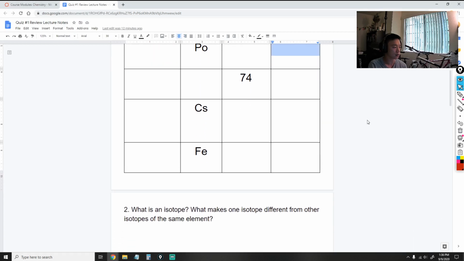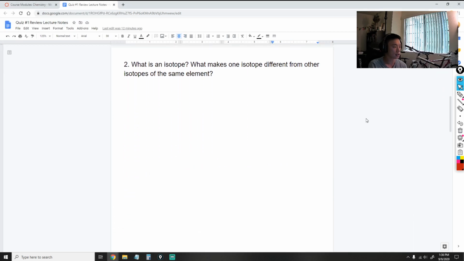So the next concept you need to know is what is an isotope? Okay, and what makes isotopes different from other isotopes of the same element? So remember what I said about reading the directions carefully? If you notice, there are two problems here. The first problem that it's asking you about is what is an isotope? So I'm going to say that that's problem A, 2A. And then it also asks us what makes an isotope different from other isotopes of the same element. So we need to answer both parts of the question.